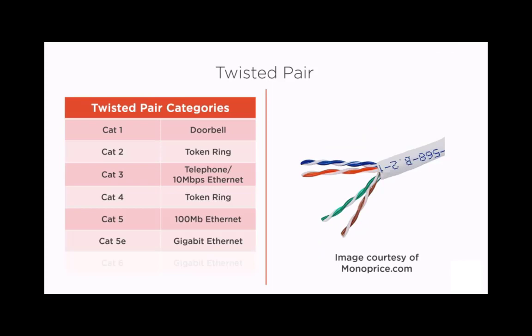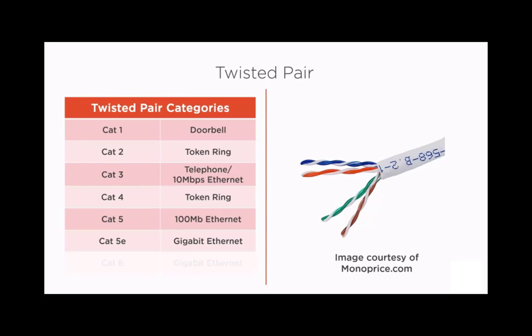Twisted pair wire has 5 categories, actually more than 5, but these are the basic categories. For example, Cat 1, Cat 2, Cat 3, Cat 4, Cat 5 and Cat 5e. Cat 1 was used in the earliest days, when it was used only in doorbells, and it is obsolete now. The second one is token ring. Token ring is also obsolete now and was used in early days.